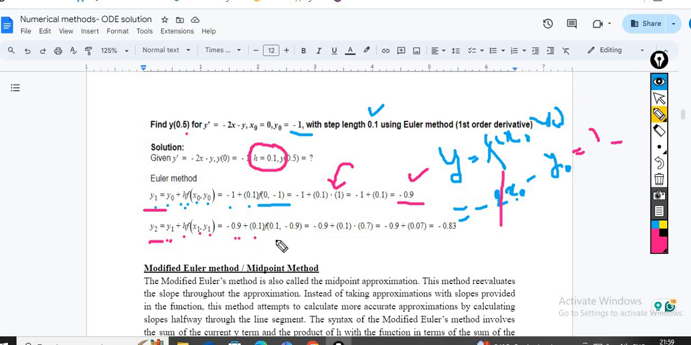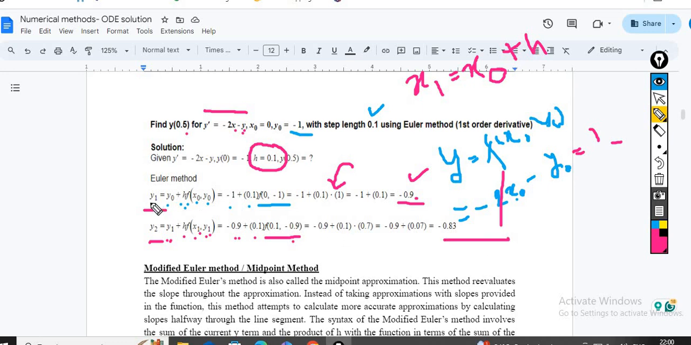Now we need to find the function at x1, y1. What is x1? x1 is simply given as x0 plus h. Now the x0 value starts from 0 and h is 0.1. So obviously the x1 value is 0.1. So that's why the function is written with x1 as 0.1. Now what is the value of y1? The y1 value we have already calculated. Now we have to put this in the function. What is that function? The function is minus 2x minus y. Now here x will be x1 and y will be y1. Put it back and you will get the result.